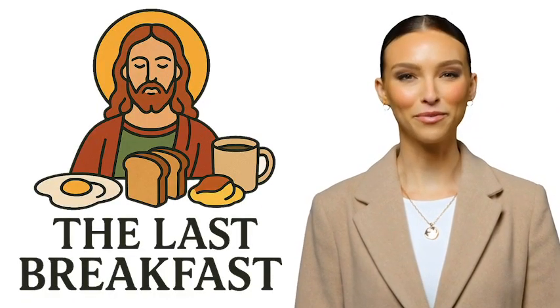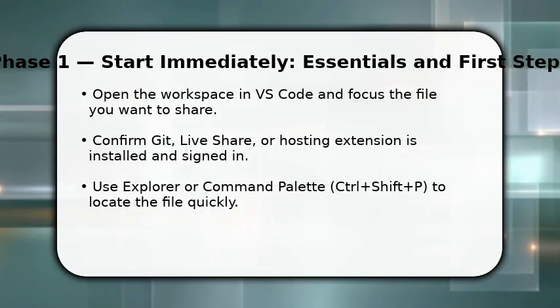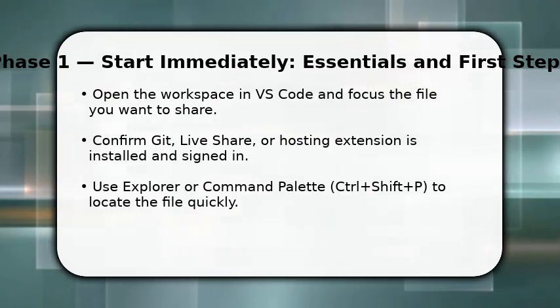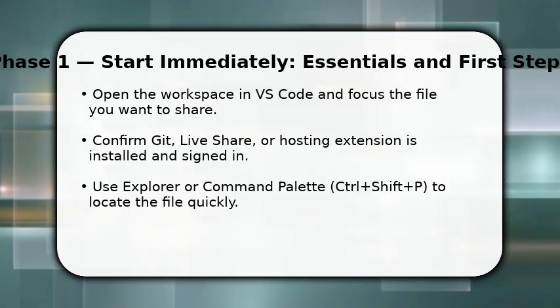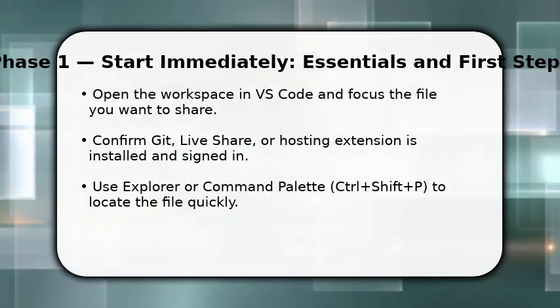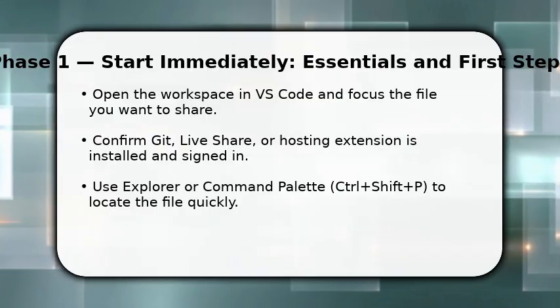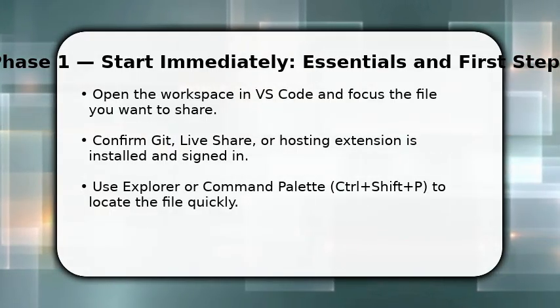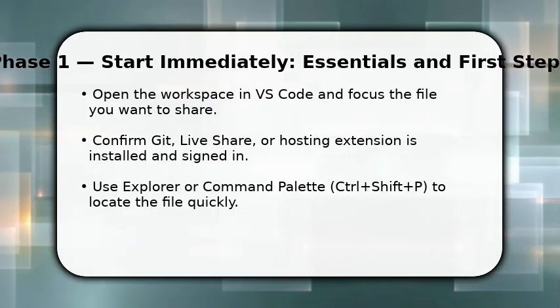Please enjoy the video. You begin with the file open and the workspace ready. Make sure your Git or Live Share extension is active so link features are available. Once done, focus the exact editor tab you intend to share, then open the Explorer or hit Command Palette to surface file actions. You do this because context matters. VS Code creates links tied to the workspace and file path.